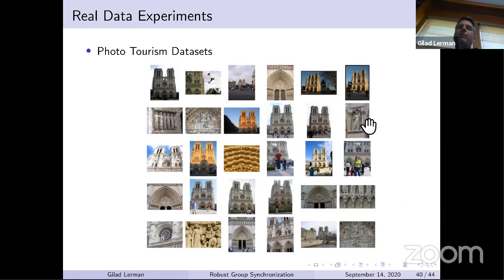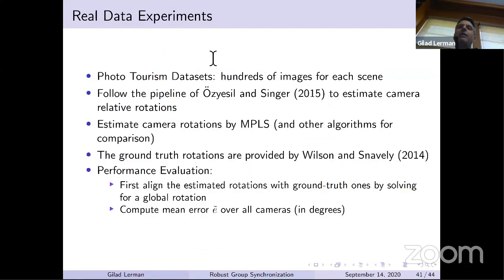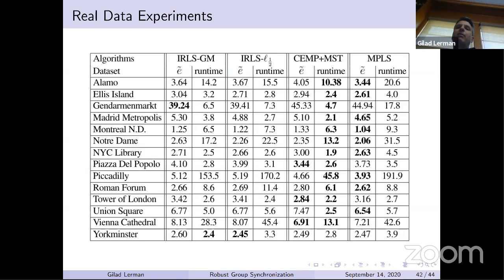So I told you the problem. We have different data sets of different scenes. Here we have photos of the Notre Dame, but we have several other scenes. And these scenes are part of the Phototourism data set. We follow a certain pipeline for how to actually assign an error to our method. The pipeline is by Nour, Zisil and Mitzinger. And let me just jump into showing you the errors that we get versus the state-of-the-art errors.